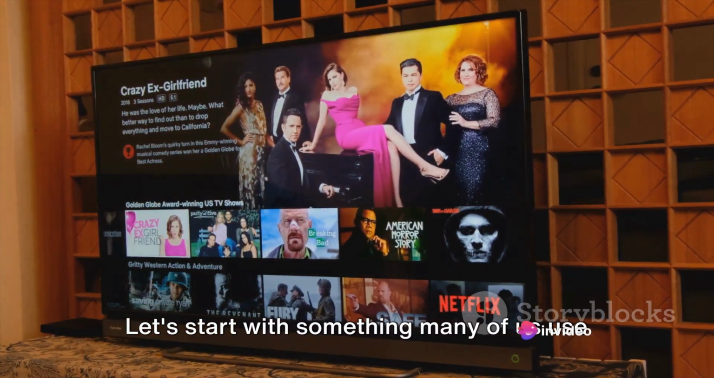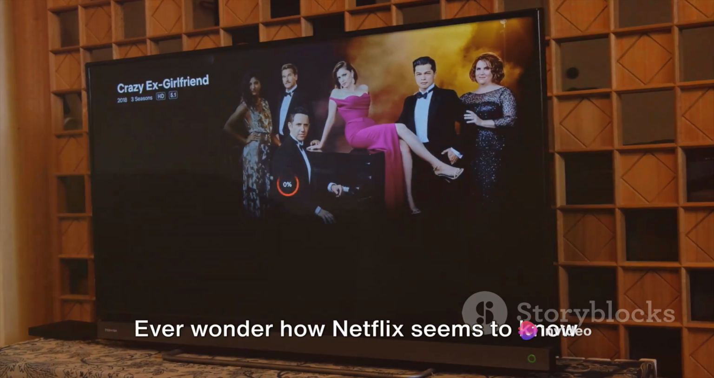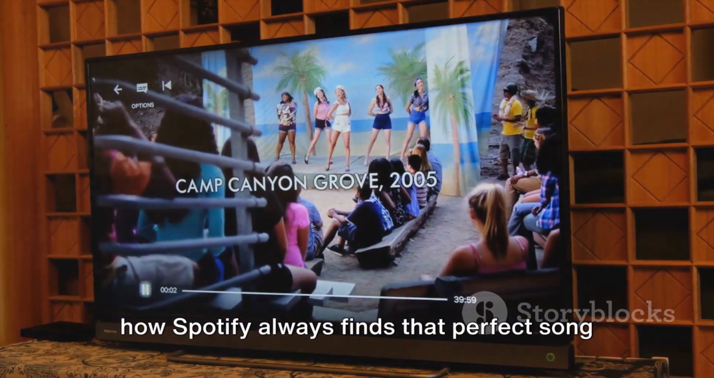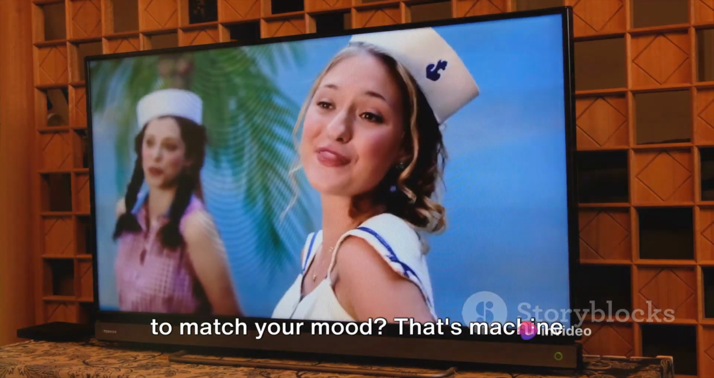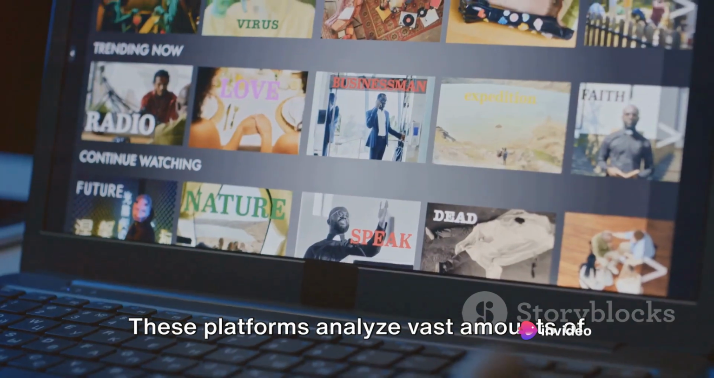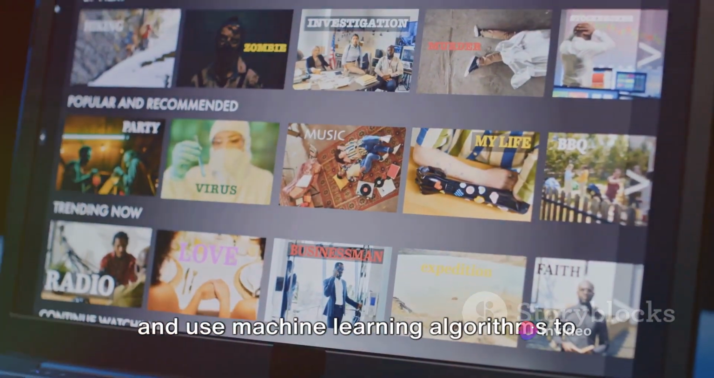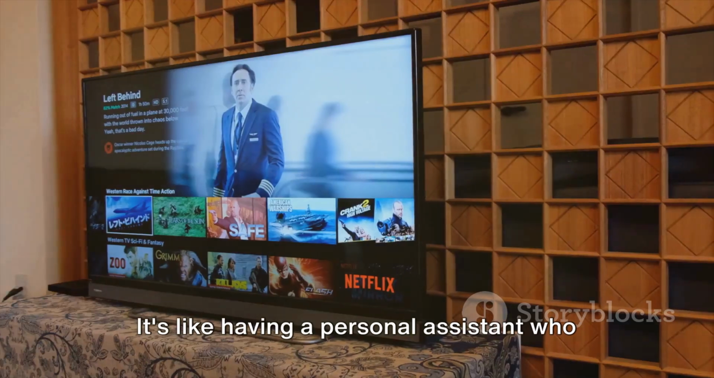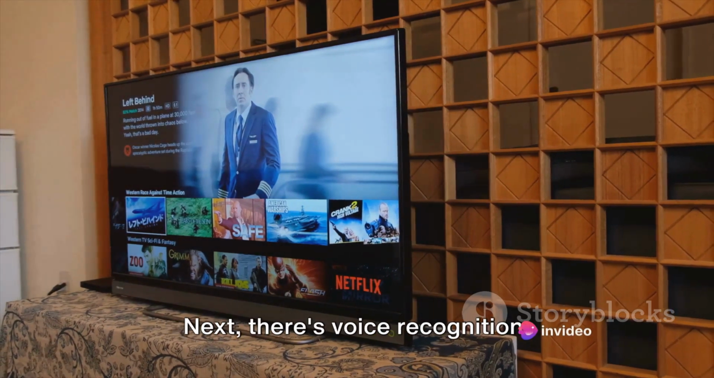Let's start with something many of us use daily: recommendation systems. Ever wonder how Netflix seems to know exactly what you want to watch next? Or how Spotify always finds that perfect song to match your mood? That's machine learning at work. These platforms analyze vast amounts of data from your viewing or listening habits and use machine learning algorithms to predict what you might enjoy next. It's like having a personal assistant who knows your taste impeccably well.